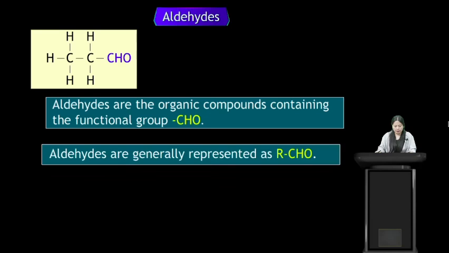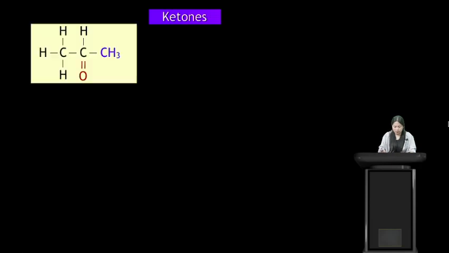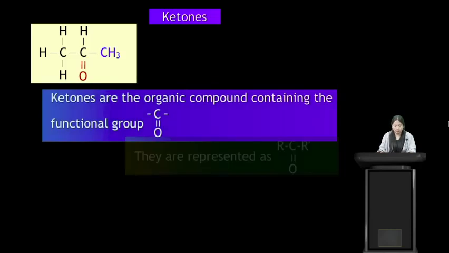The aldehydes are generally represented as RCHO. The next we have is ketone. If one of the hydrogen atoms is replaced by C double bond O, we get a ketone. So ketones are the organic compounds containing the functional group C double bond O.